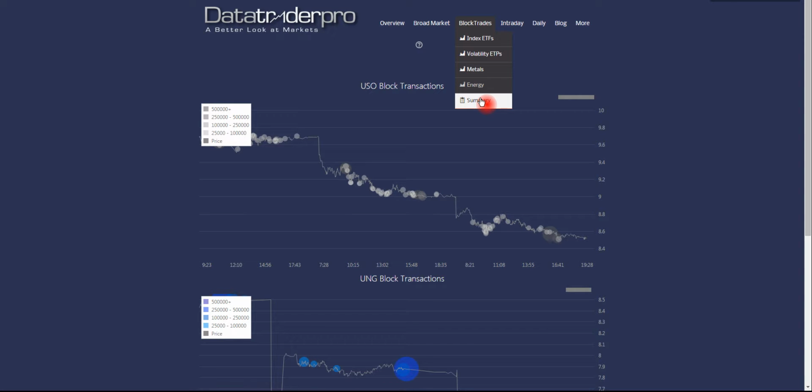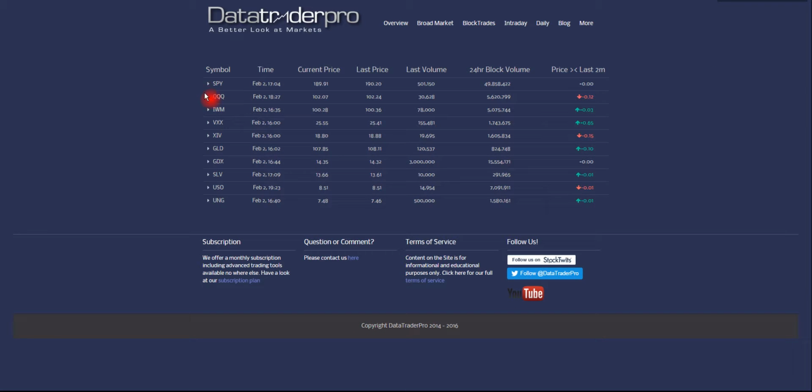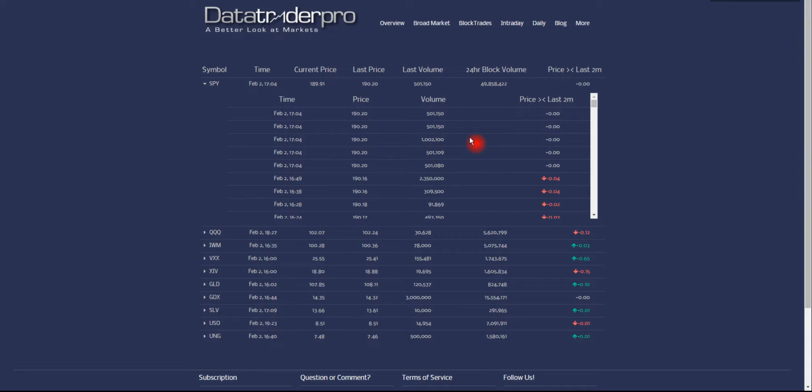The summary page gives us a virtual time and sales of all the block transactions, and we can see somebody trading 501,000 shares, which I've generally found to be a buyer. Well, I don't know if it's always a buyer, but he seems to come in on local lows quite often and start picking up positions when there's weakness.